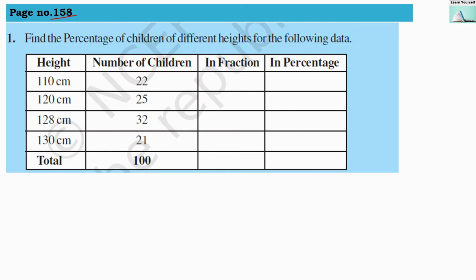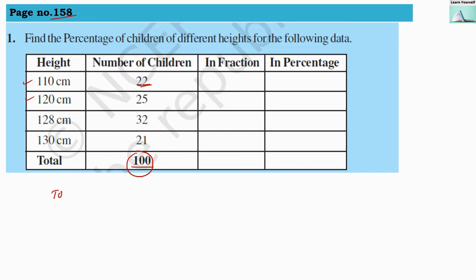Find the percentage of children of different heights for the following data. Here these are the heights, and the number of children are 22, 25, 32, 21, and the total number of children is 100. So when we are representing this number of children in fraction, that out of 100 children, 22 children have a height of 110 centimeters. So how can we write that in fraction?